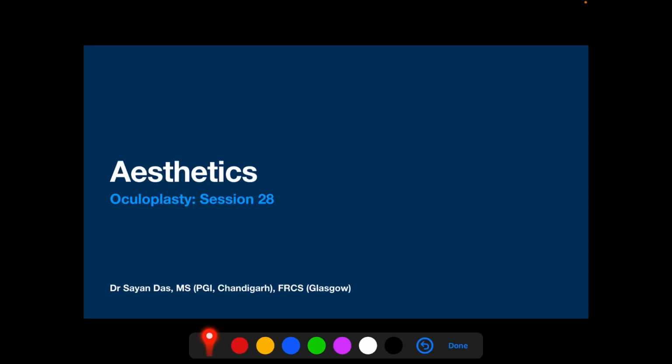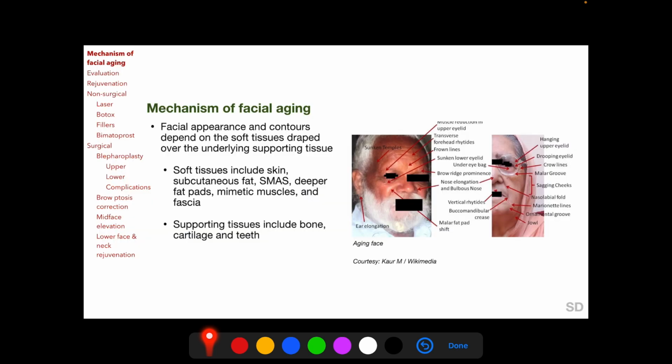Welcome. Aesthetics are procedures which attempt to reverse the effects of aging on our appearance. Facial appearance depends on the soft tissues draped over the underlying supporting tissue. The soft tissues include skin, subcutaneous and deeper fat, superficial and deeper mimetic muscles, and deep fascia. The supporting tissues include bone, cartilage, and teeth.